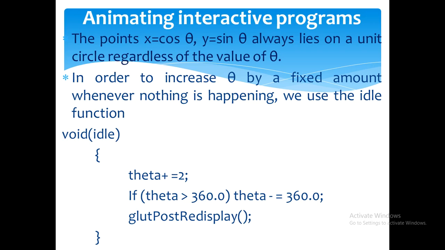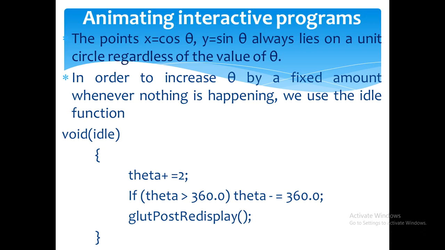Means the objects are moving automatically, and you feel that the object is moving, right? That is called an animating interactive program. For example, in that spinning cube, we used the same logic there, right? For example, you want to rotate one object.